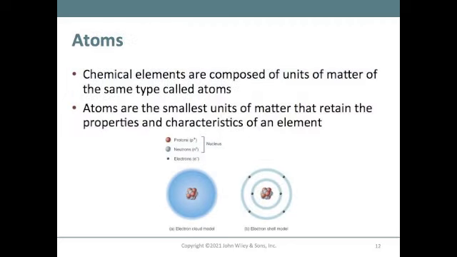Moving on to atoms. Each element is made up of atoms. Atoms are the smallest units of matter that retain the properties and characteristics of the element. Atoms are extremely small. 200,000 of the largest atoms would fit into one period at the end of this sentence. On this slide, we see figure 2.1 on page 31, and this shows us two different representations of the structure of an atom. So electrons move about the nucleus, which contains neutrons and protons.